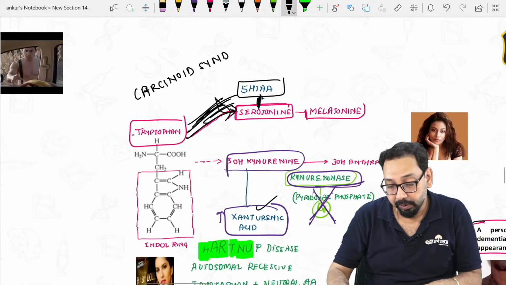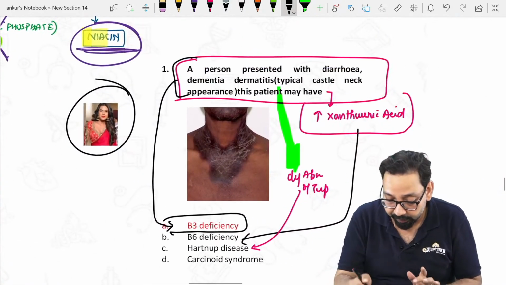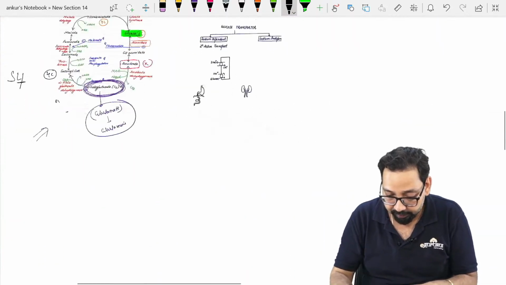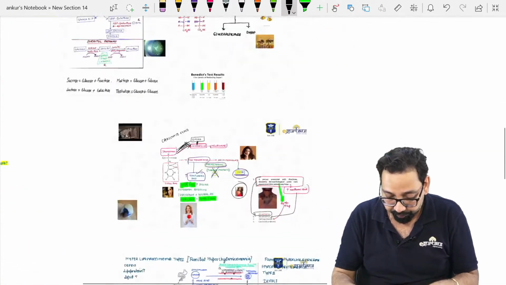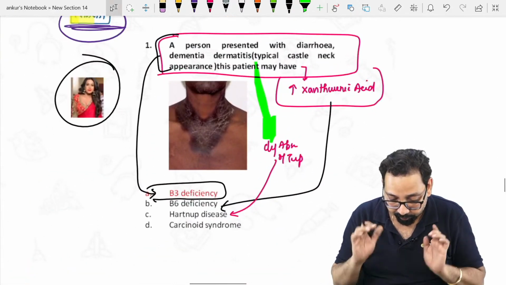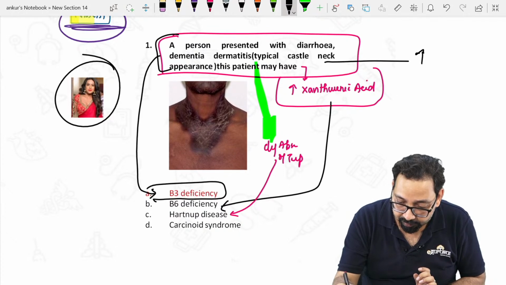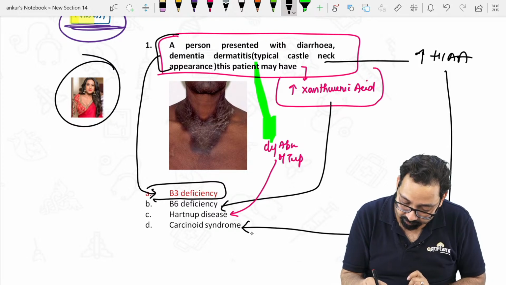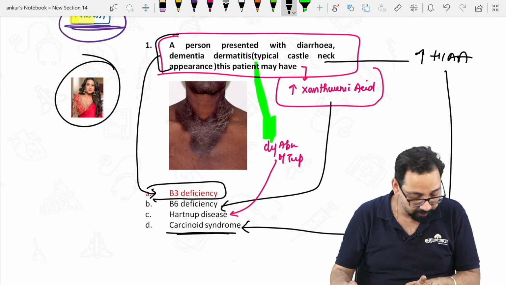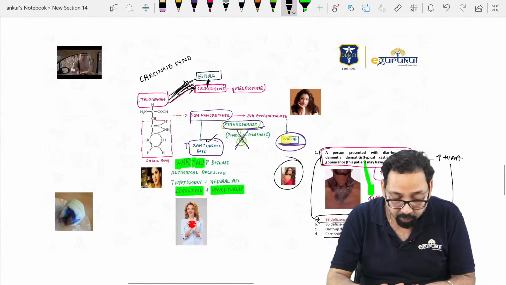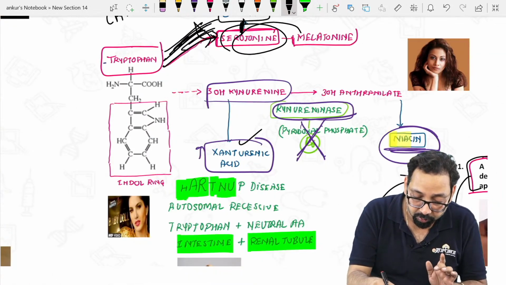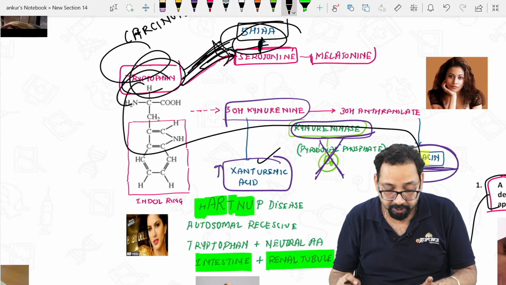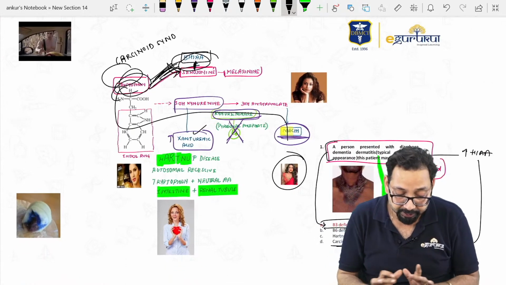So in the same question, if I say increased HIAA, what would be the answer? Carcinoid syndrome. Clear? It means if more and more tryptophan is converted to serotonin, there is no extra tryptophan to form niacin, so pellagra-like symptoms. Okay, now what a coincidence. I never thought.